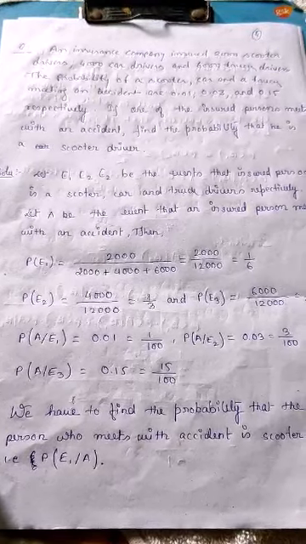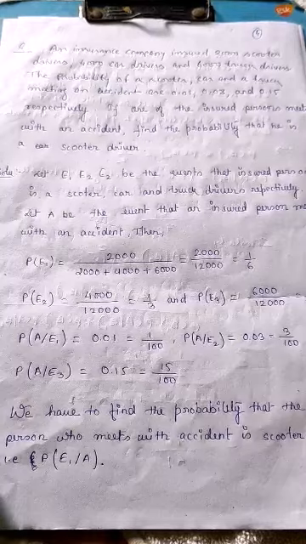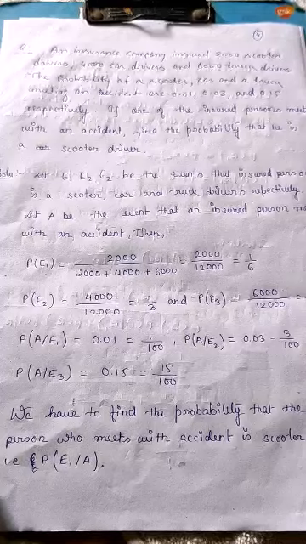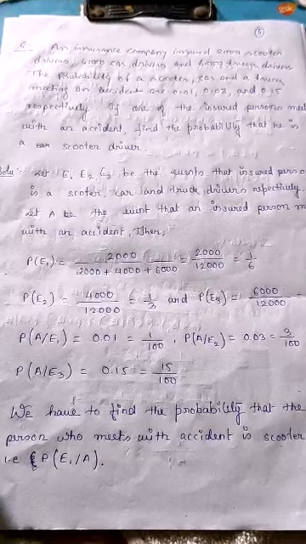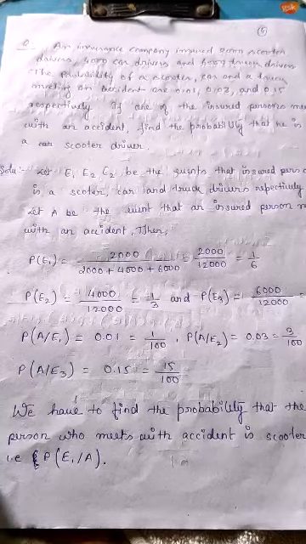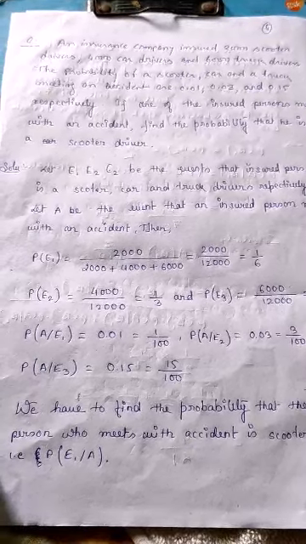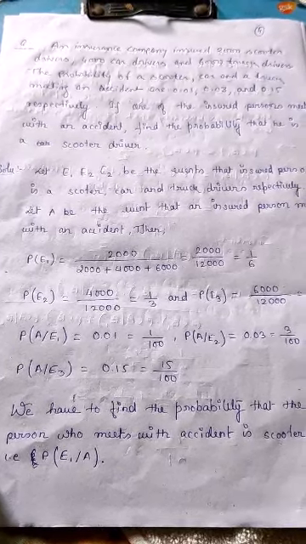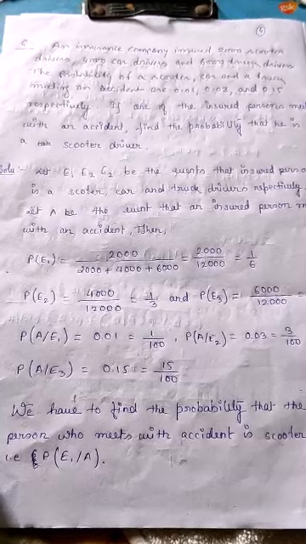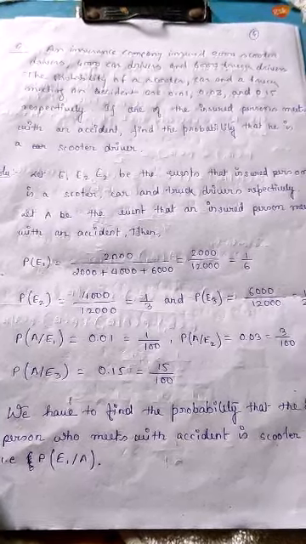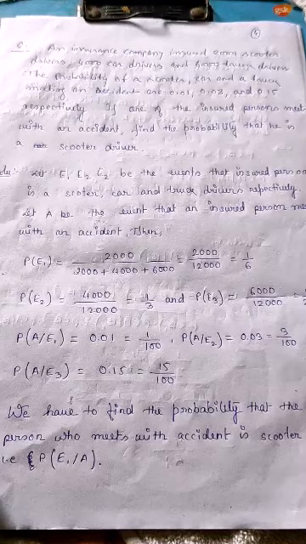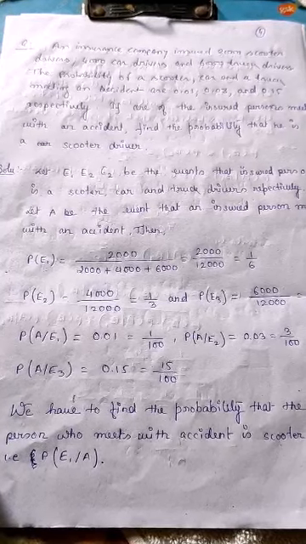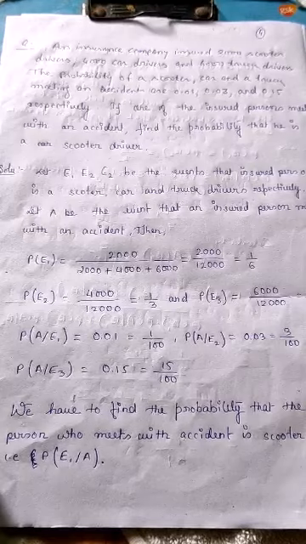This is a very important sum. An insurance company insured 2,000 scooter drivers, 4,000 car drivers and 6,000 truck drivers. The probability of a scooter, car and truck driver meeting an accident is 0.01, 0.03 and 0.15 respectively. If one of the insured persons meets with an accident, find the probability that he is a scooter driver. We have to find that if an accident takes place, what is the probability that the driver is a scooter driver.